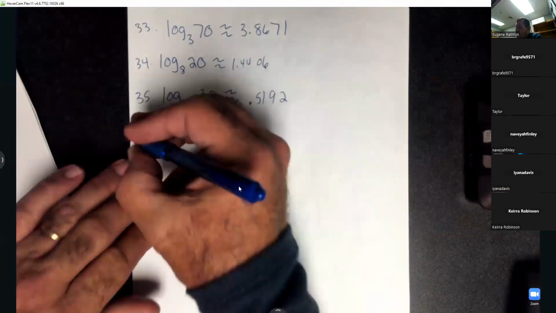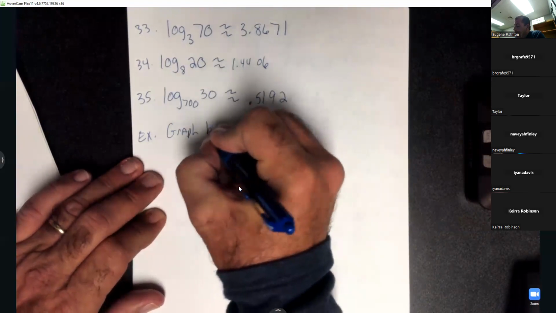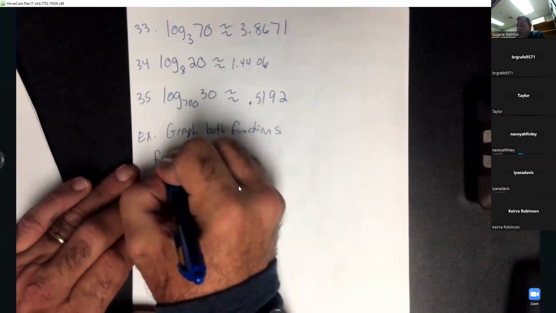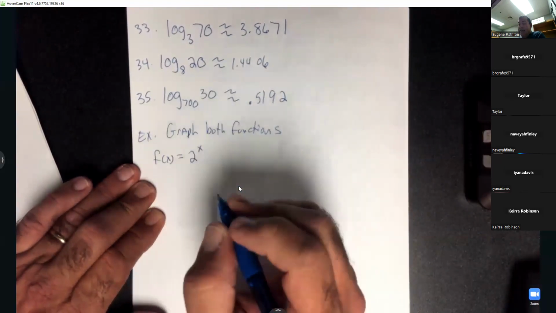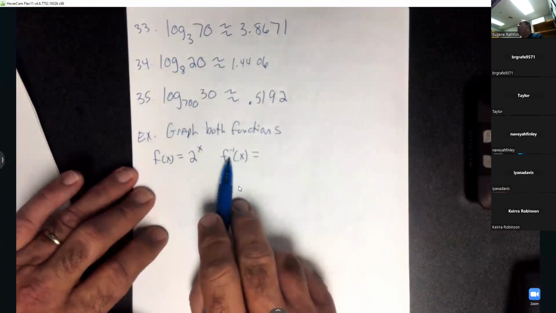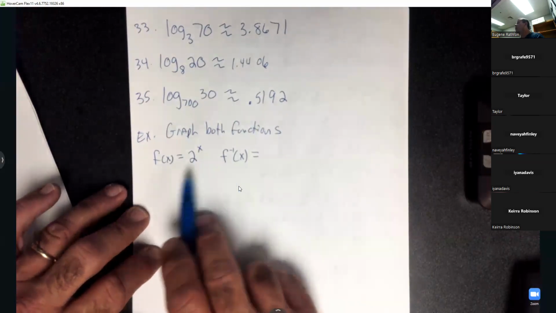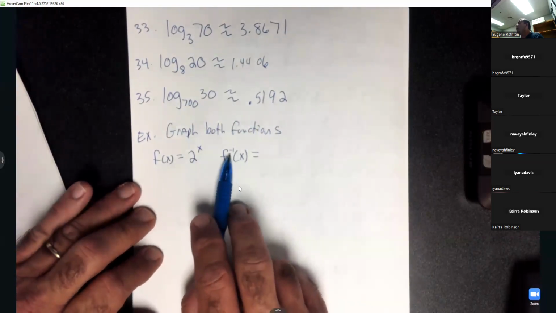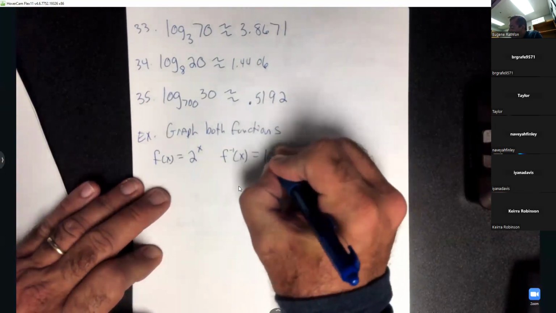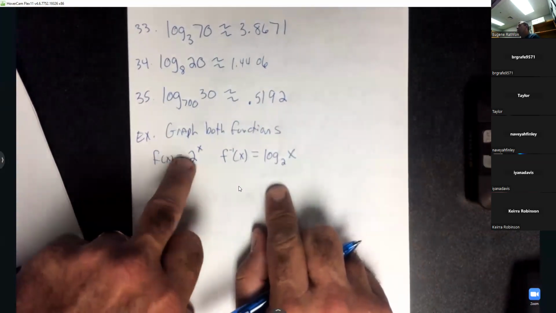So now at the very last one, number 36, they just want us to graph both functions. They're giving us f of x equals 2 to the x, and f negative 1 of x. We're using f negative 1 of x because exponential graphs and logarithm graphs are inverses of each other. Remember, f negative 1 of x means the inverse function. So the inverse of an exponential would be a log base 2 of x.